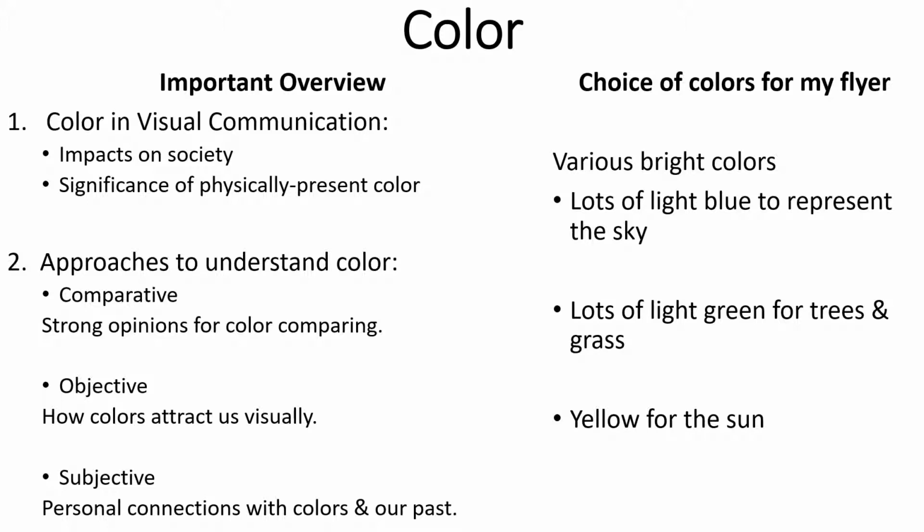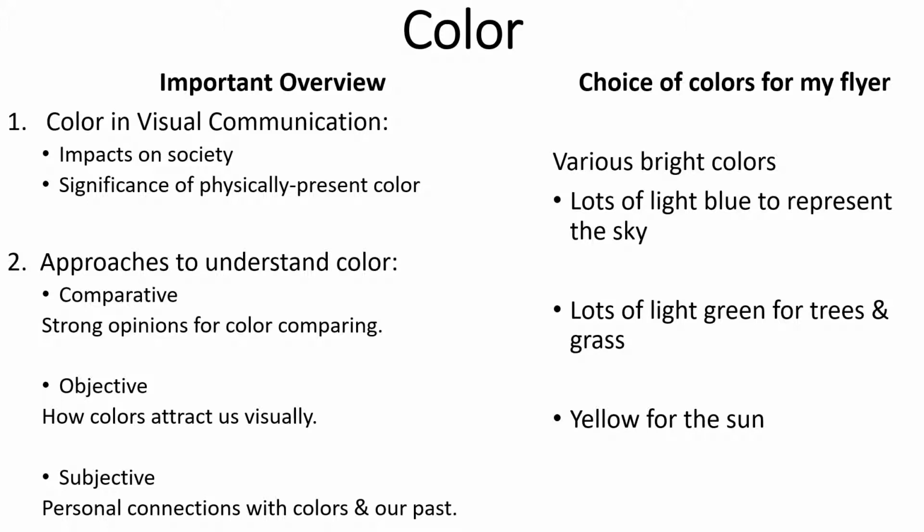Approaches to understand color include comparative, where we have our own gut feeling opinions on how we compare colors, objective, which is how colors can attract us visually, and subjective, which is where we make personal connections with colors and certain things about our past, such as memories or experiences.